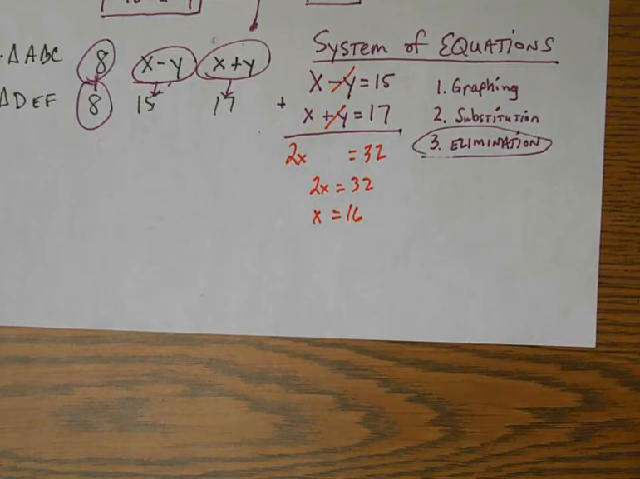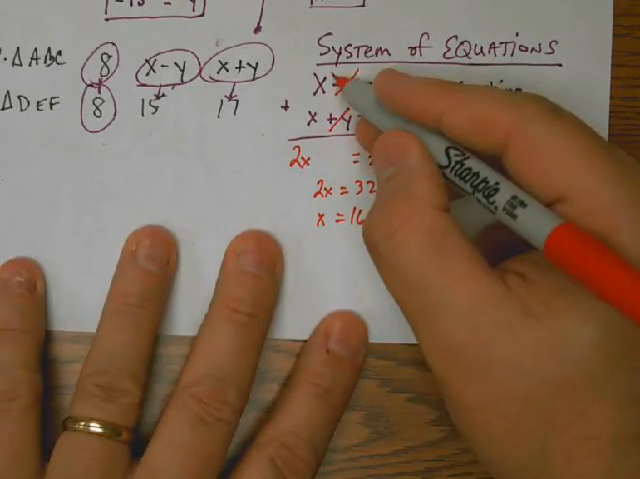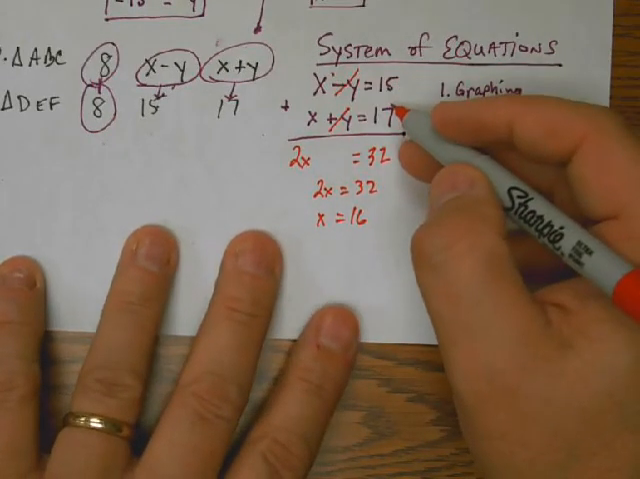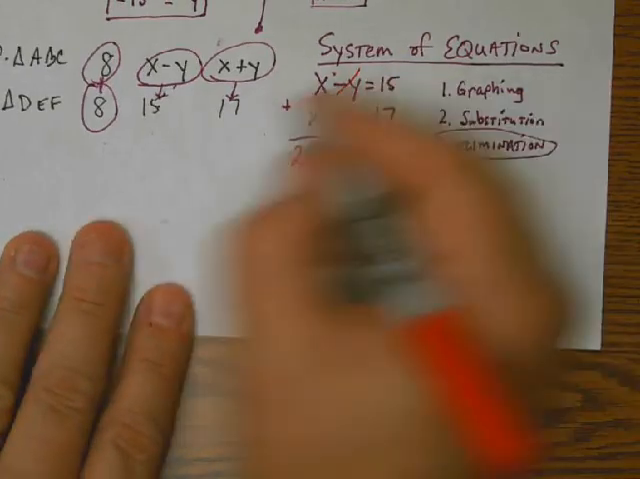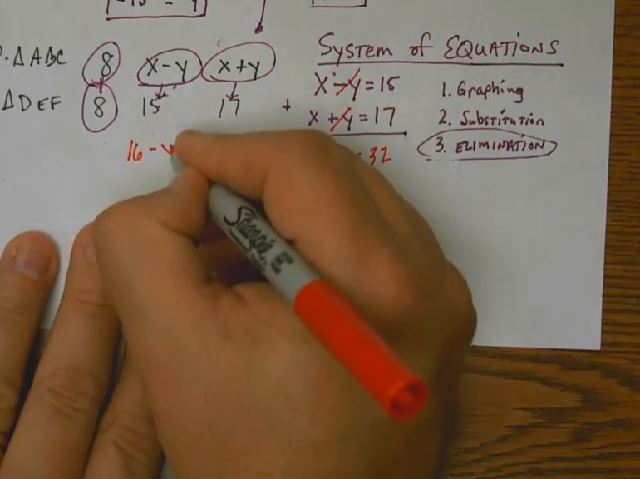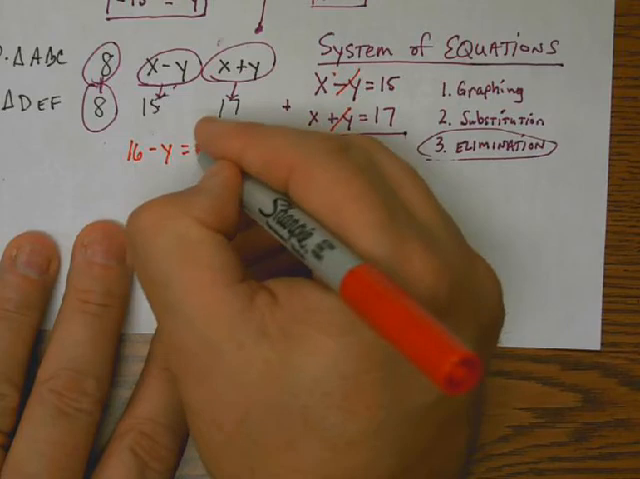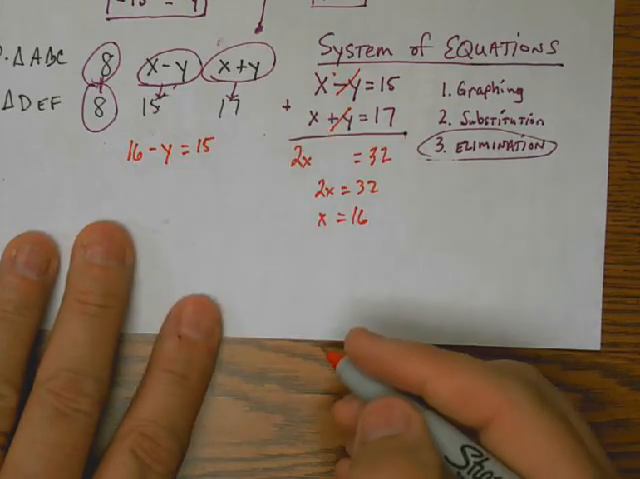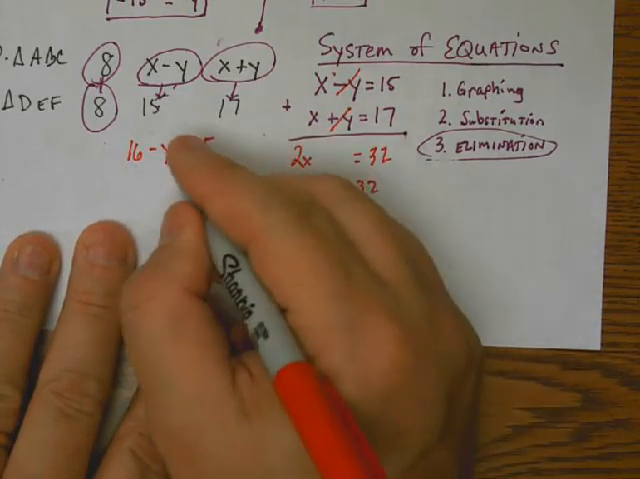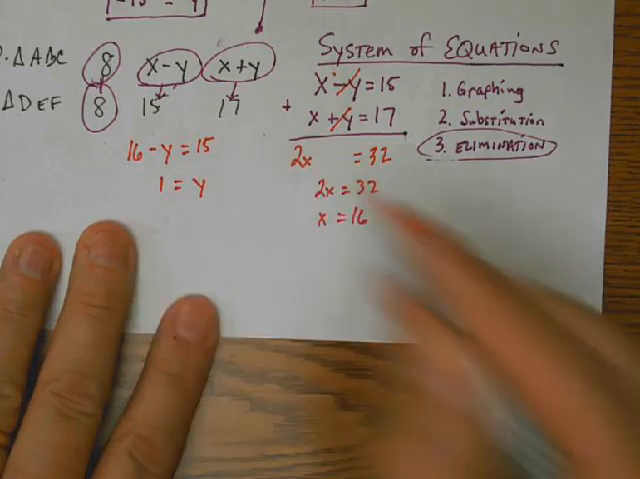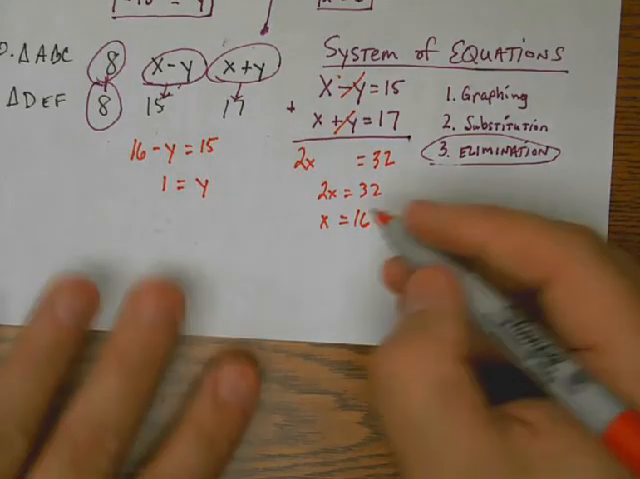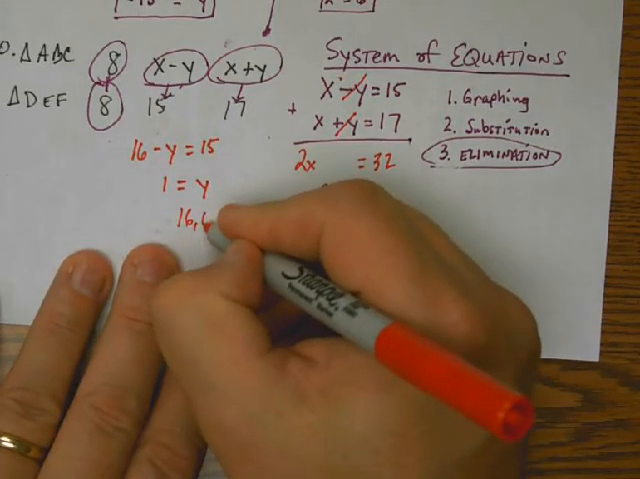Once I know what the value of x is, I'm going to substitute it back in. Does not matter which one. Substitute it back in and solve for y. Let's put it into the first one. 16 minus y equals 15. Solve for y. I could add y, but it ends up with 1 is equal to y. So I have a solution of 16 and 1.